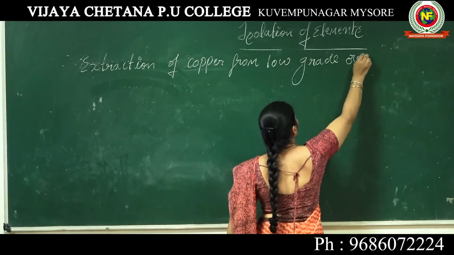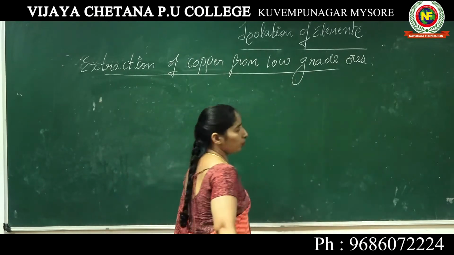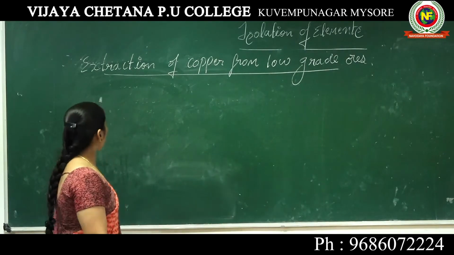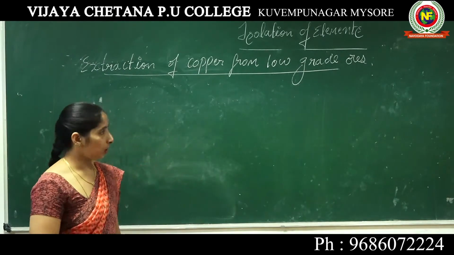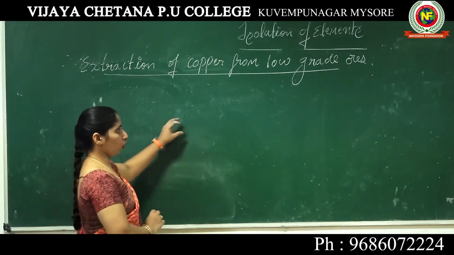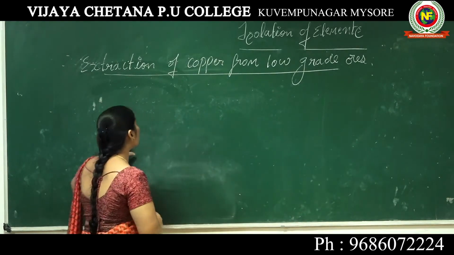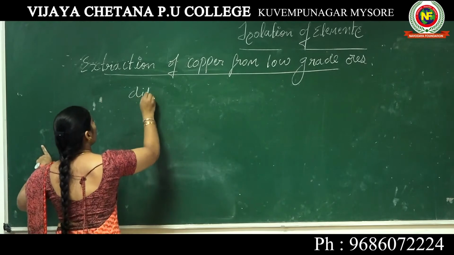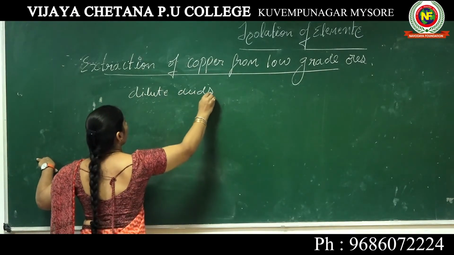From low grade ores, how can we extract the copper? The extraction of copper is from the low grade ores. Here the copper is leached to form ore. And what does leaching mean? By dissolving it with dilute acids.